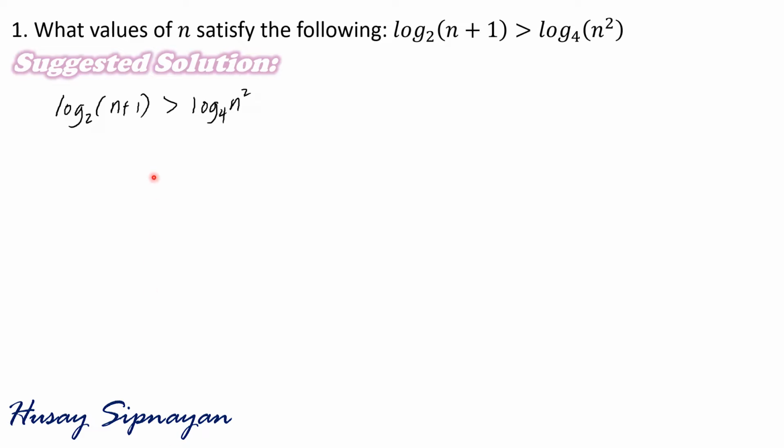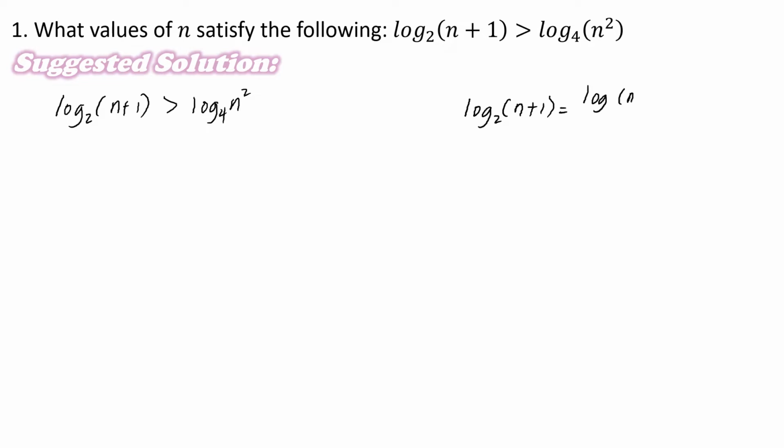Ang maaari nating unang gawin, i-express ang dalawang logarithmic expression sa magkaparehong base. Ang logarithm of n plus 1 to the base 2, i-express natin to the base 4. Gamit ang change of base formula, ang logarithm of n plus 1 to the base 2 ay maaari nating isulat as logarithm of n plus 1 to the base 4 over logarithm of 2 to the base 4. Ang logarithm of 2 to the base 4 sa denominator ay maaari nating i-evaluate.